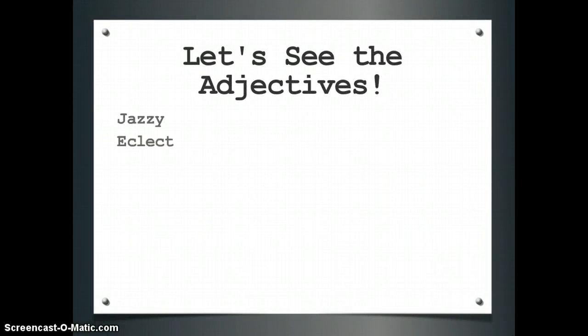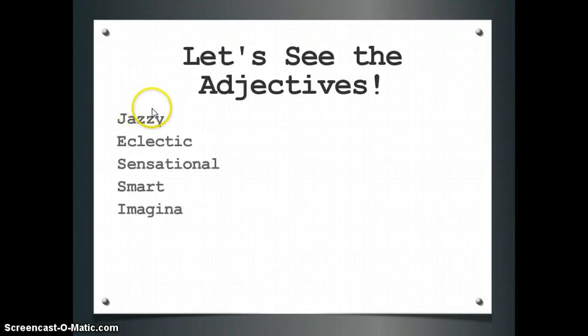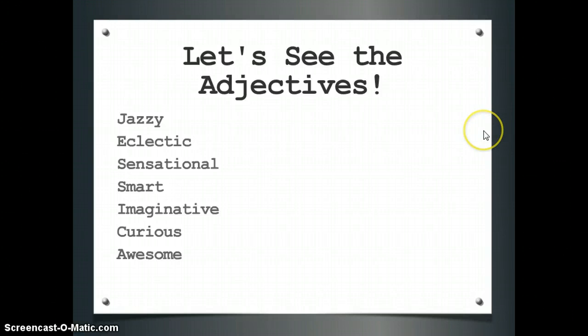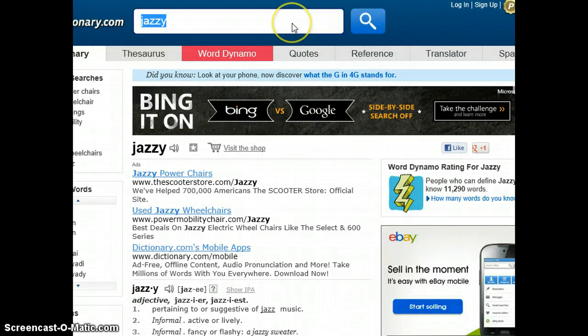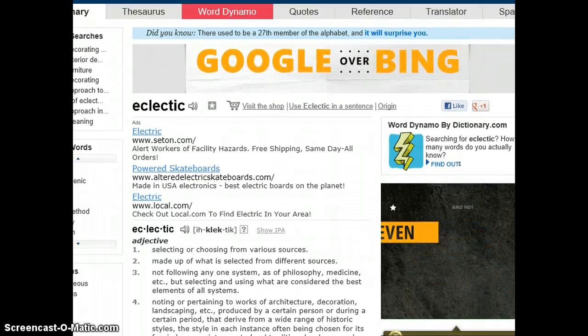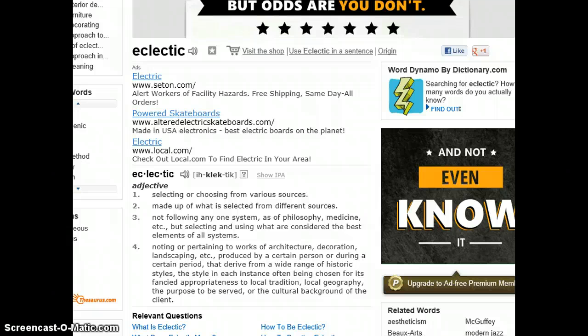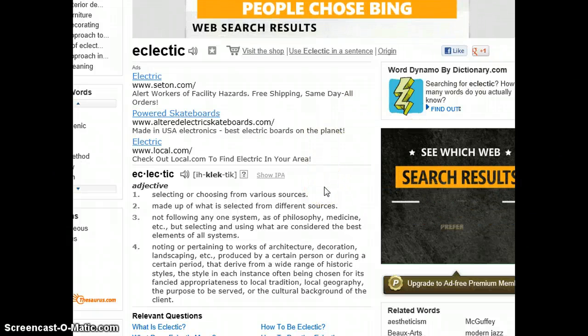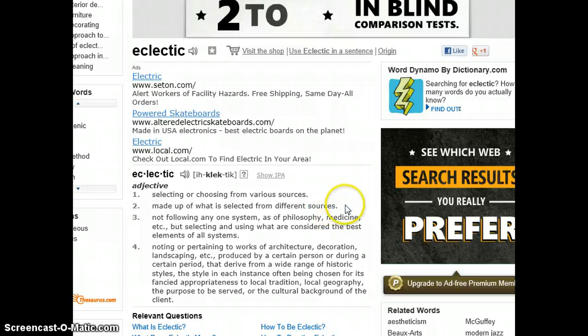So let's see the adjectives in action. I have chosen jazzy, eclectic, sensational, smart, imaginative, curious, and awesome. I think that all of these describe me pretty well, but maybe you don't know what eclectic means. So why don't we go back over to dictionary.com and put in eclectic. Selecting or choosing from various sources; made up of what is selected from different sources.